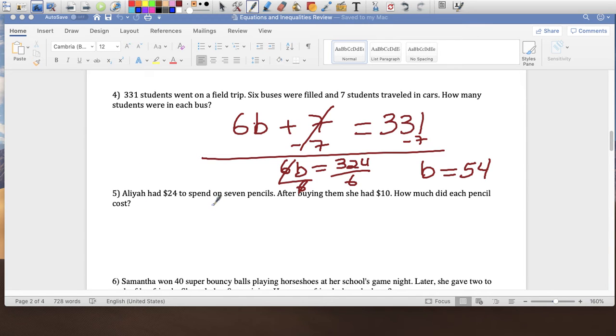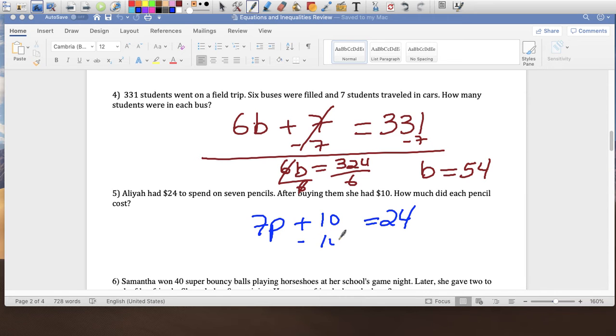Aliyah had $24 to spend on 7 pencils. After buying them, she had $10. How much did each pencil cost? Okay, so she bought 7 pencils. I don't know the price. I'm going to write 7p, 7 times the price per pencil, plus the $10 that she had remaining will equal what she originally had, which is 24.